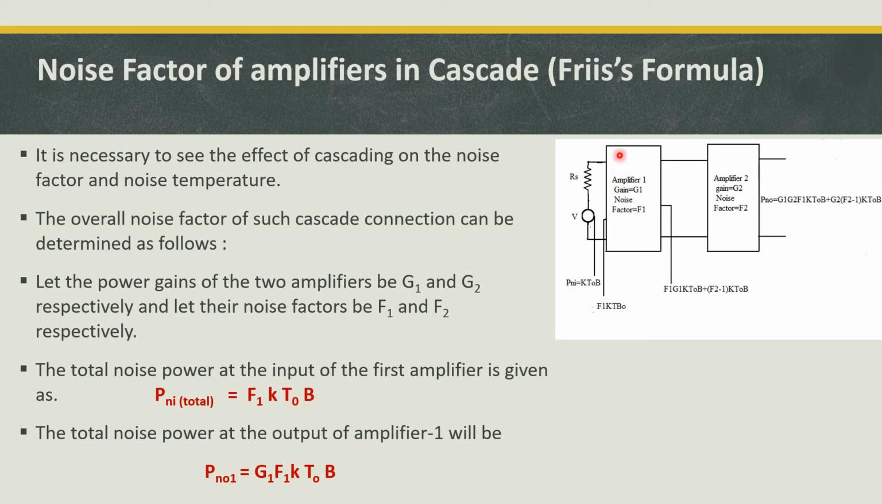So then what will be the output of the amplifier? Obviously multiplying with G1. So the Pn0 multiplying with G1, F1 KT0B. Now this will be the input of the next stage of amplifier. This is the noise due to your source plus amplifier 1. In a similar manner, this amplifier 2 will add some more noise additionally with this particular output noise.